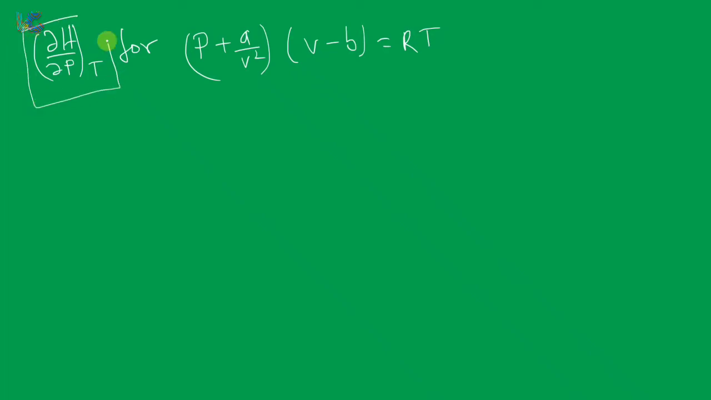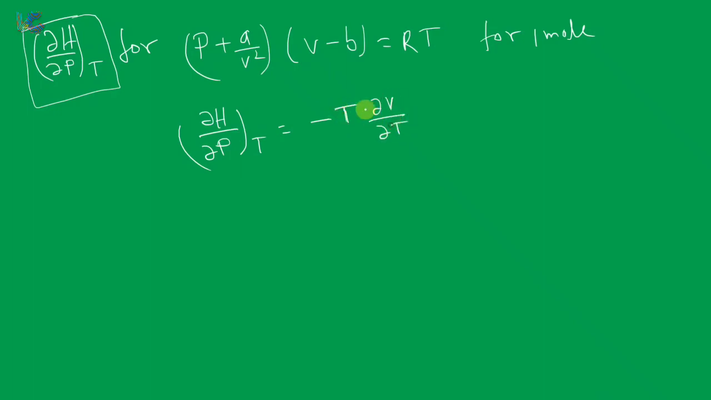So ∂H/∂P at constant T, this is for 1 mole of van der Waals gas, that is (P + a/V²)(V − b) = RT. Now you know that ∂H/∂P at constant T is equal to −T(∂V/∂T) at constant P plus V. So this equation you have to use to get the value of ∂H/∂P at constant T.